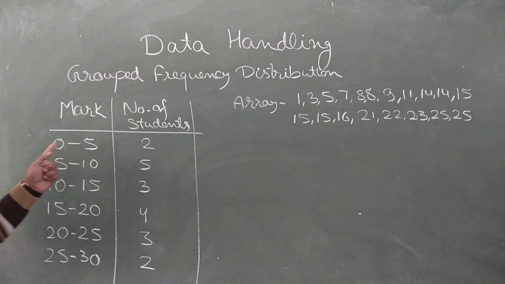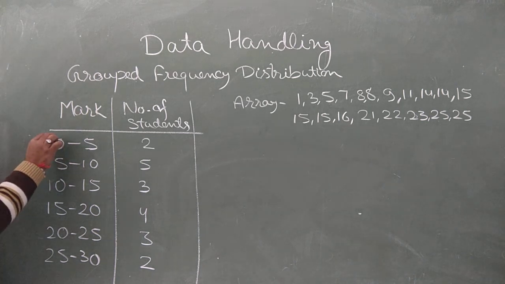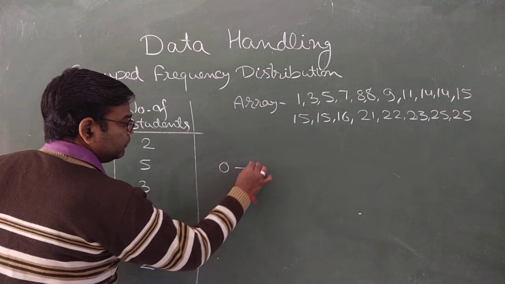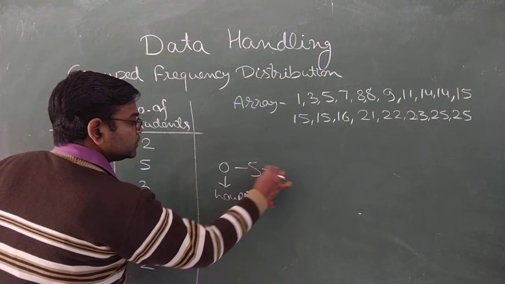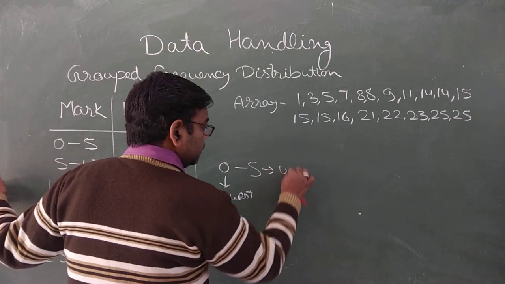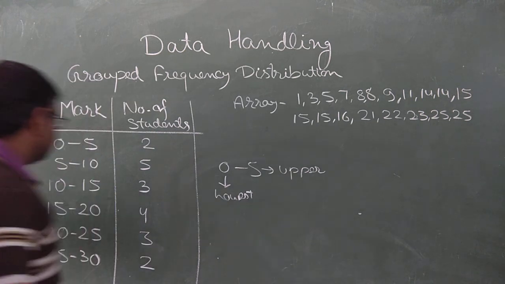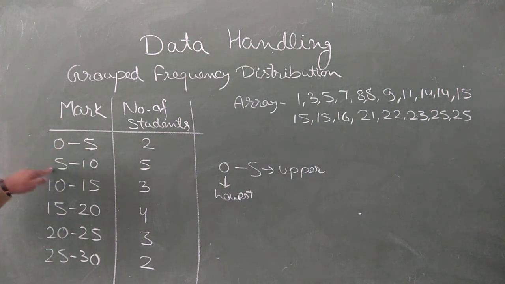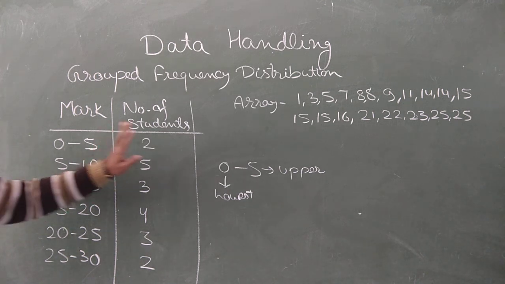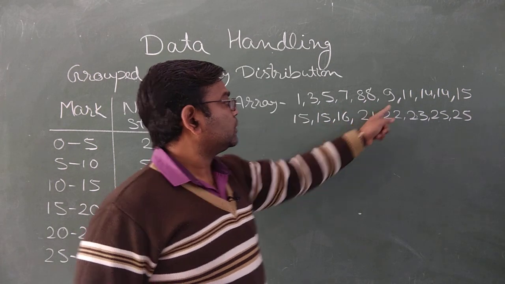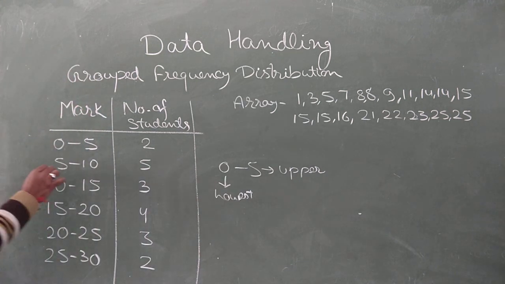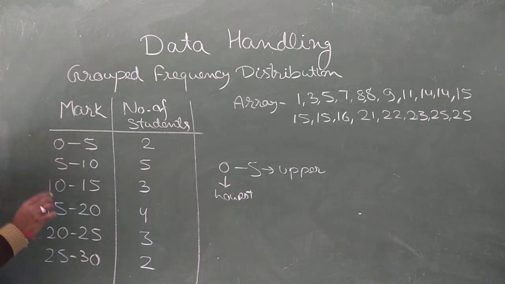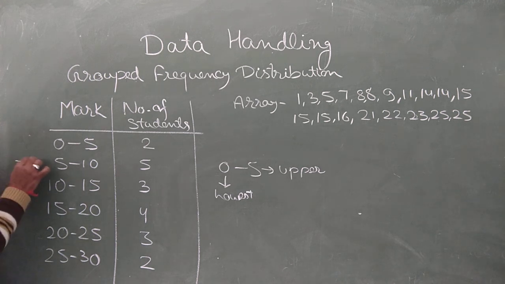In this case, these two are the values. In 0 to 5, 0 is known as the lowest value, and 5 is known as the upper value. So whenever this type of arrangement is given, 0 to 5 or 5 to 10, the question arises: where do we place the value 5? This 5 is always placed in the group where the lowest value is 5, means in this group, not in this group.